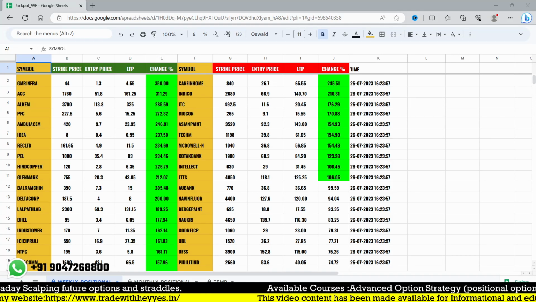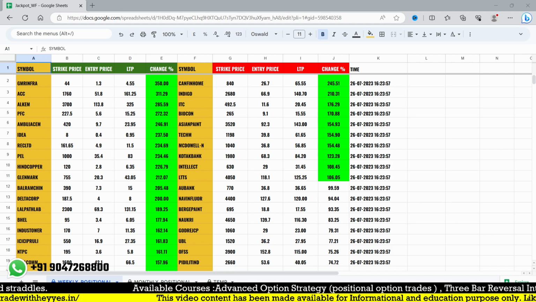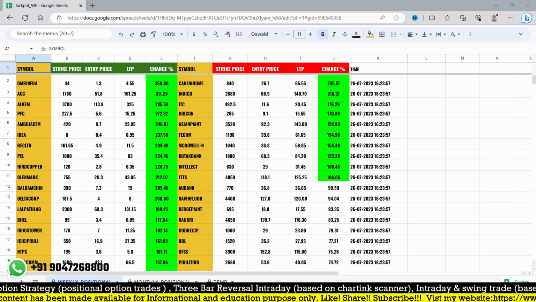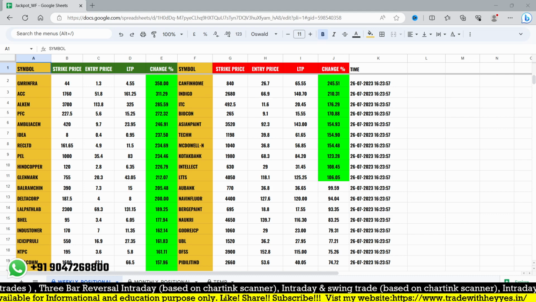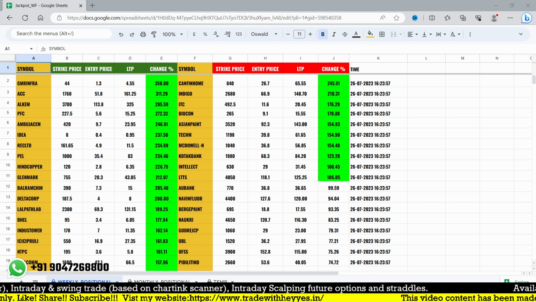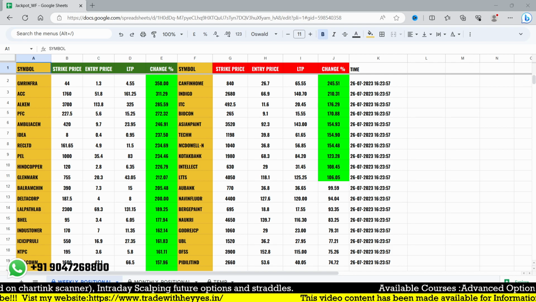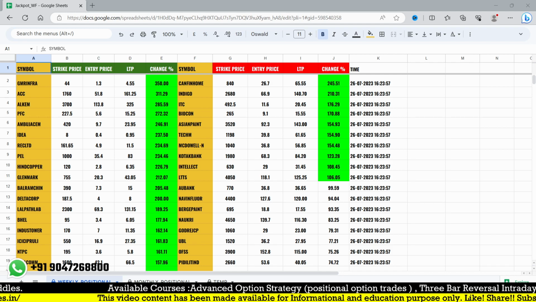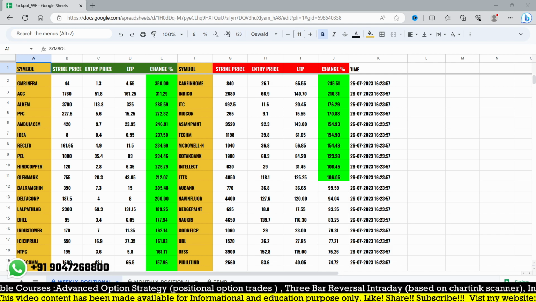Do you get buy sell signals with a stop loss and target with this Google Sheet? If you are looking for buy sell signals with a stop loss and target, this is not for you, because it is not buy sell tips providing software. It is a scanner tool with which we are finding some trade opportunities in the real market.